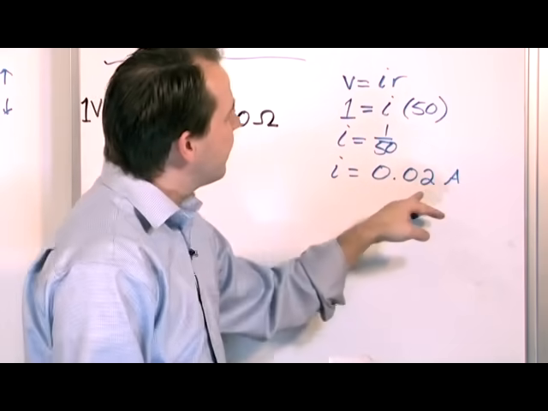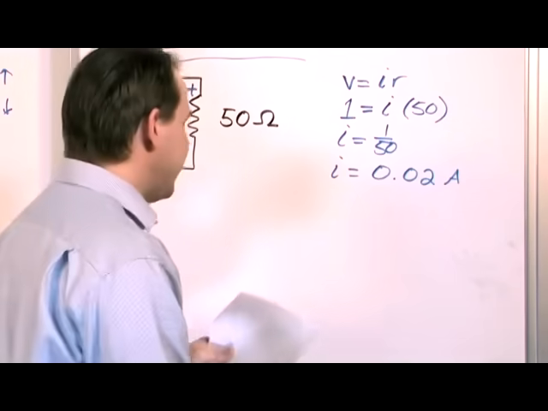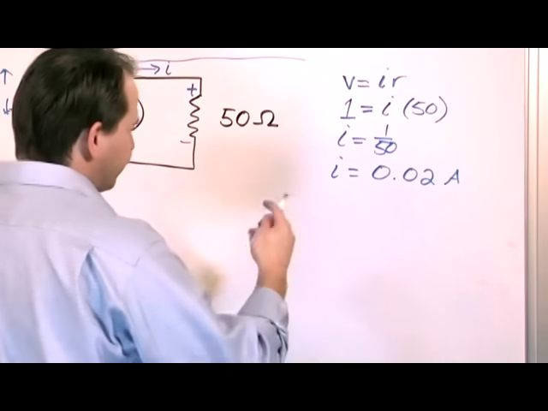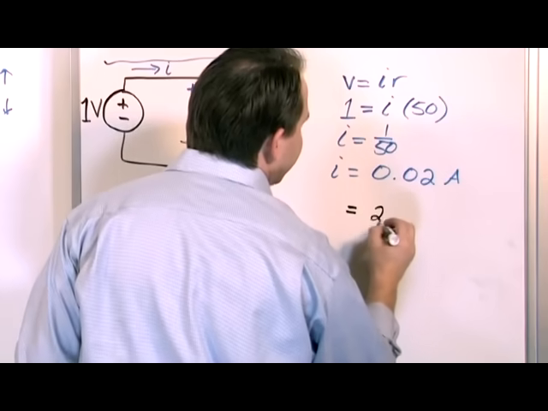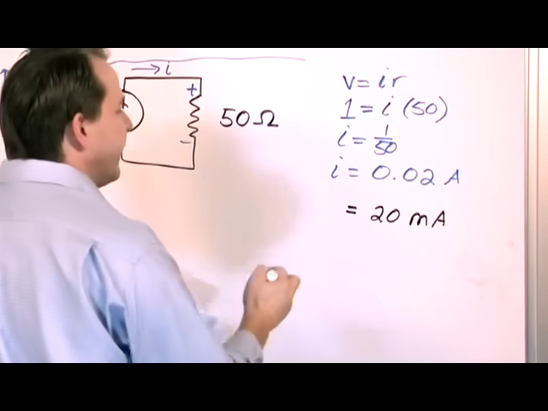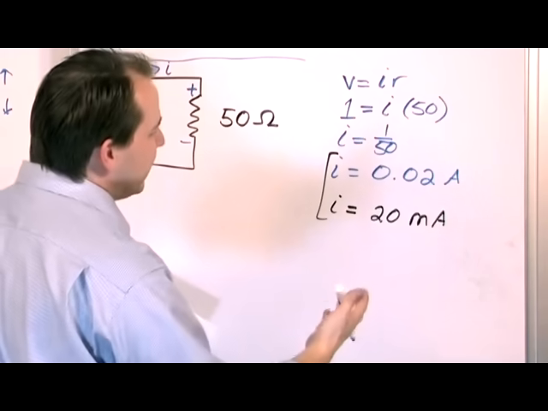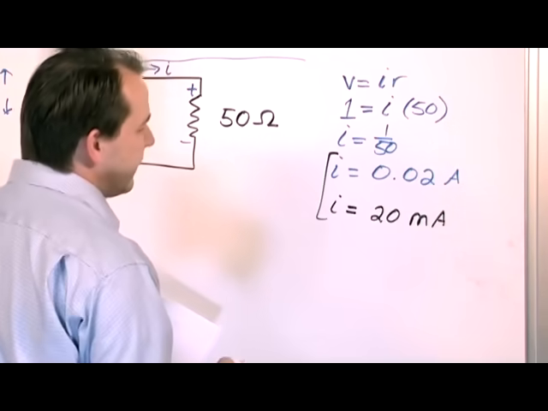Now notice that we have a very small current, much less than 1 amp. So now it might make sense to rewrite this in terms of milliamps, and that's exactly why I'm presenting this to you here. If you think about it for a second, this is going to be equal to 20 milliamps, because milli means you shift the decimal point 3 places. So if you take 20, it's the same thing as 20 times 10 to the minus 3, because milliamps is 10 to the minus 3.